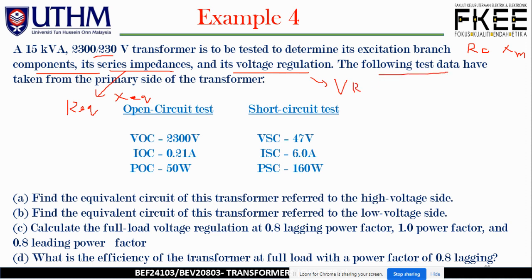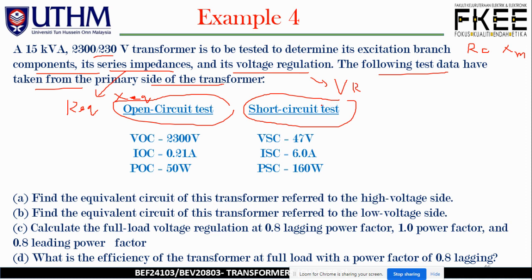So the following test data have been taken from the primary side of the transformer. We do have basically two types of tests, namely the open circuit test plus the short circuit test. And these tests are taken at the primary side of the transformer. Right? So the VOC, IOC, POC. And again, the VSC, ISC, and PSC.